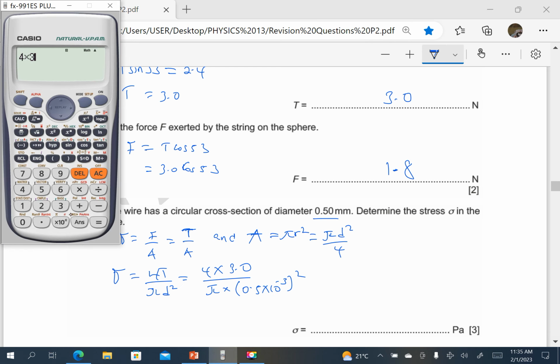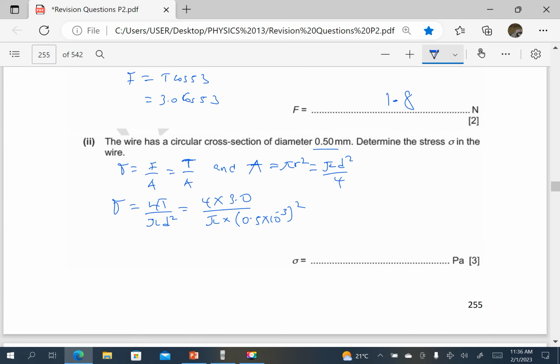So 4 times 3 divided by pi times, open another bracket, 0.5 times 10 power negative 3, squared, and close that bracket. So this is 1.5 times 10 power 7. So this is 1.5 times 10 power 7 in pascals.